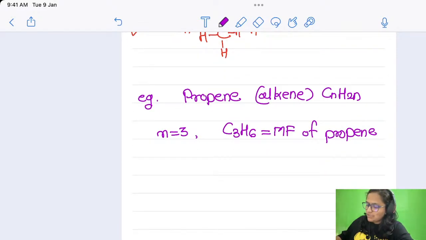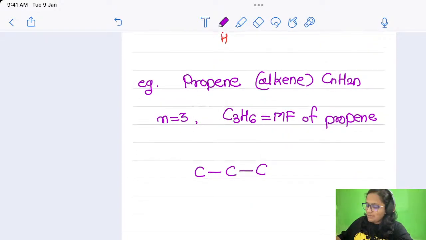So I'll draw those 3 carbons first, 1, 2 and 3. As it is an alkene, there should be at least one double bond. Either it can be here or it can be here. As this is a 3 carbon compound, it will not make any difference. It can be anywhere, but it is the same molecule. Now let us satisfy the tetravalency of all carbon atoms. The terminal carbon atom always needs 3 hydrogens, remember. Therefore you can see CH3 at the end.